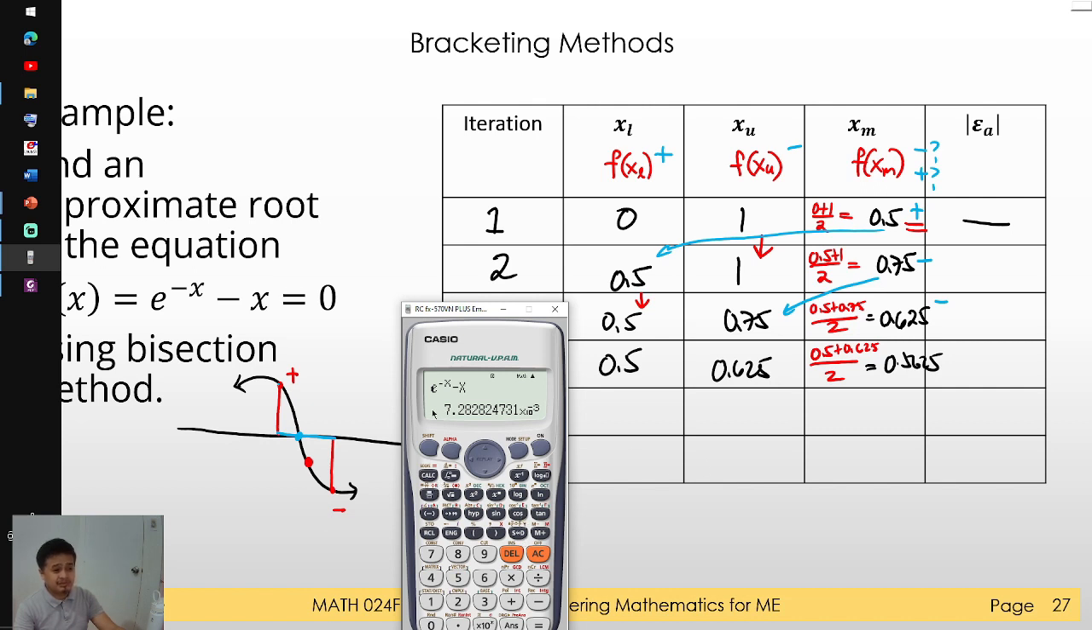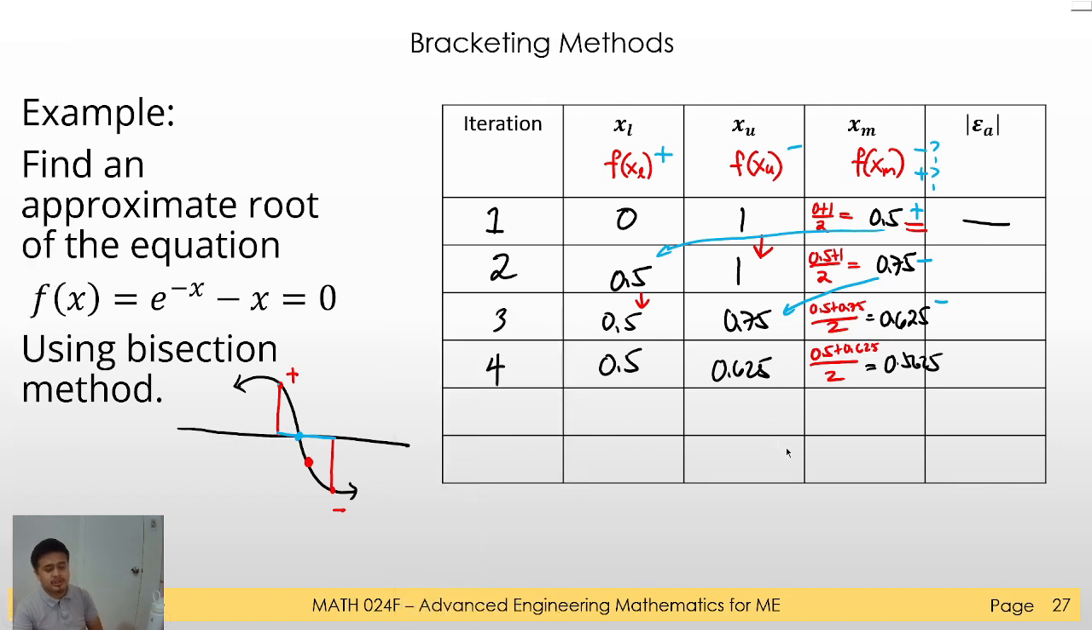So this is positive, no? So we're looking for the sign here, so positive. So we will replace this with positive 0.5625. And then retain 0.625 for the fifth iteration.